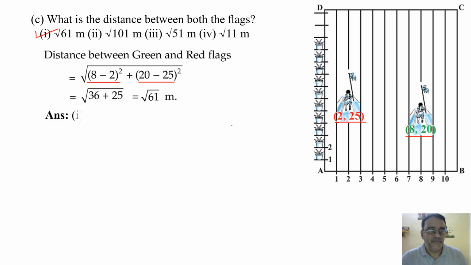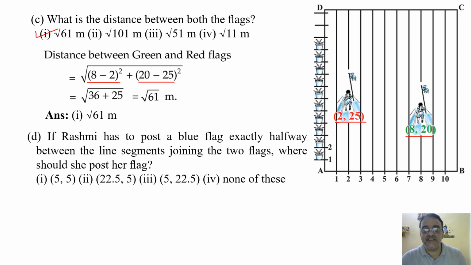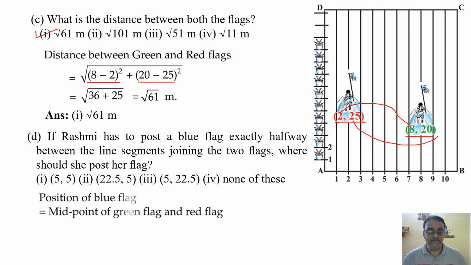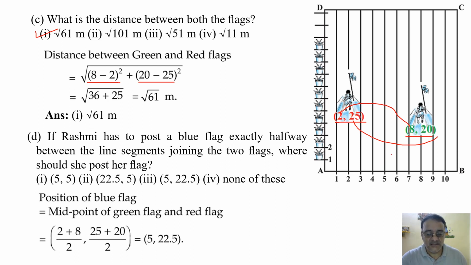Option A. Right. So now next question, if Rashmi has to post a blue flag exactly halfway between the line segment joining the two flags, where should she post her flag? In the midpoint. ठीक है, इन दोनों के midpoint में वो लगाएगी. So 2 plus 8 by 2, that is 10 by 2, and 25 plus 20 by 2, that is 45 by 2. Okay, so 5 and 22.5. So the correct answer is the third one.